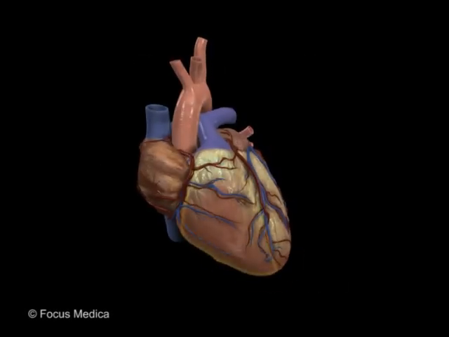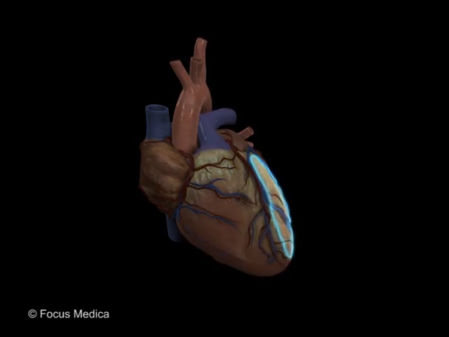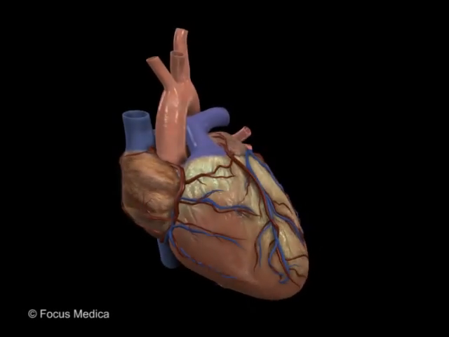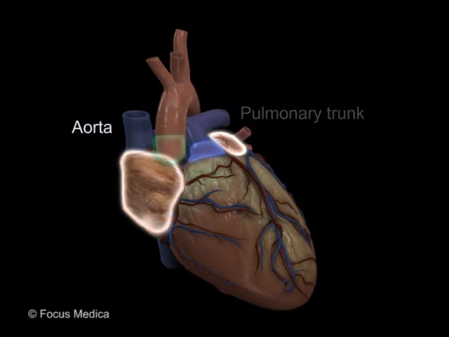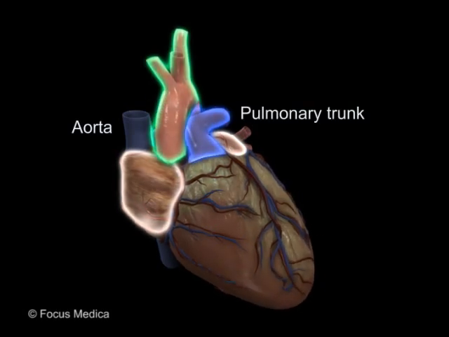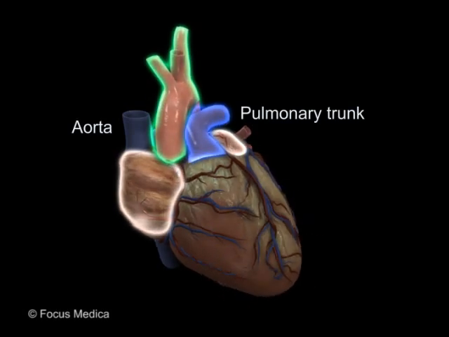It is mainly formed by the right and left ventricles. The upper right end has both the atria. The aorta and the pulmonary artery emerge in front of the atria and are in continuity respectively.